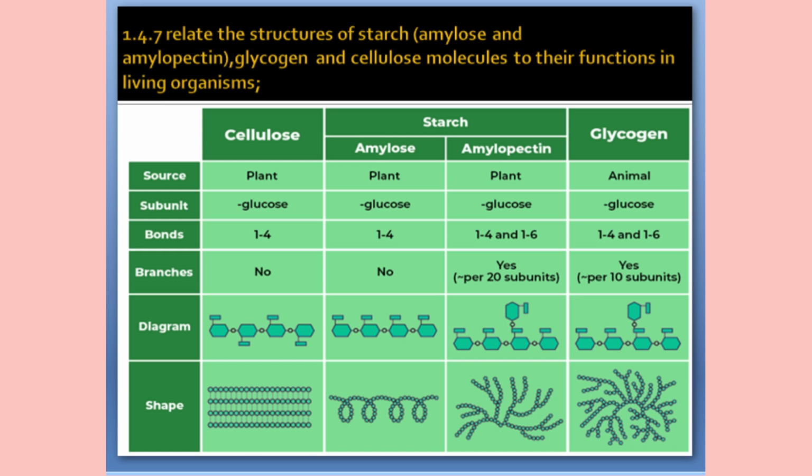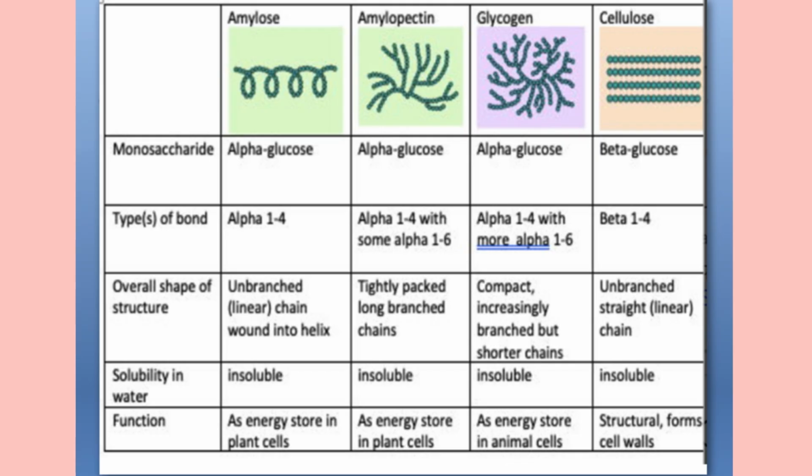Linkage type comparison. Starch and glycogen use alpha-1,4 and alpha-1,6 glycosidic bonds, while cellulose uses beta-1,4 glycosidic bonds. Difference in branching. Starch, amylopectin, and glycogen are branched, allowing for efficient storage and rapid release of glucose. Cellulose is unbranched and forms long, straight chains.